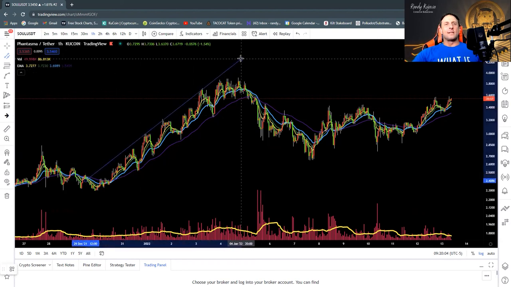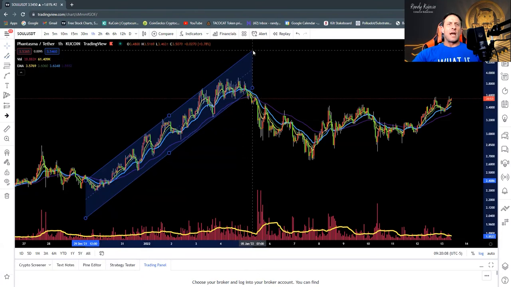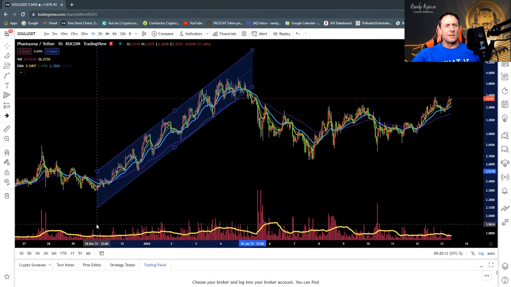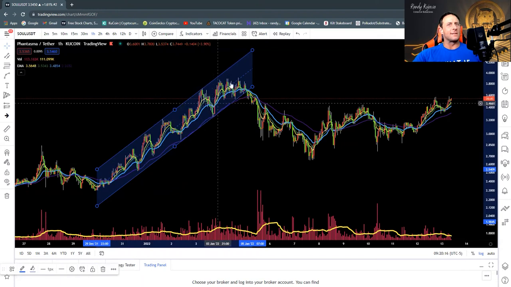So I'm going to draw this. This is what we have. It's called an ascending channel. So the channel is going up, as you guys can tell. And keep in mind, this is all just kind of rough, right? So you can see it kind of hits, it touches, it bounces. It has an idea.